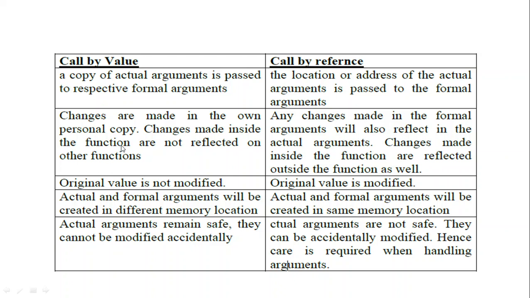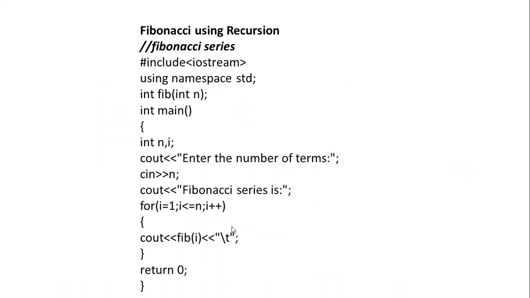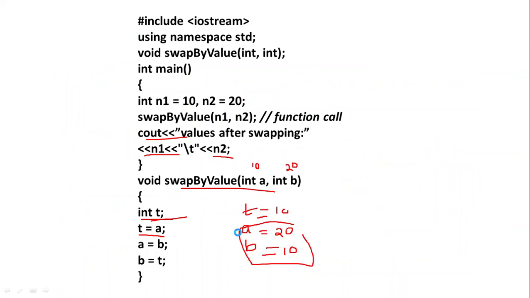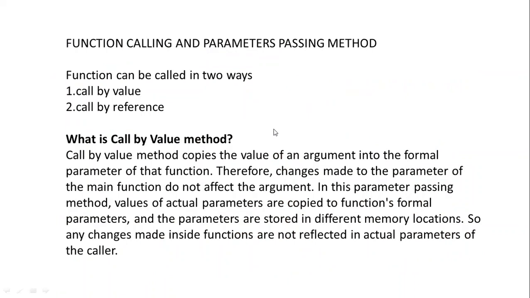And in call by value, the original value is not modified, whereas in call by reference, the original value is modified. And the actual and formal arguments will have different memory locations in the case of call by value, whereas in call by reference, it will be the same memory location. Okay, so that's all about function calling and parameter passing methods.